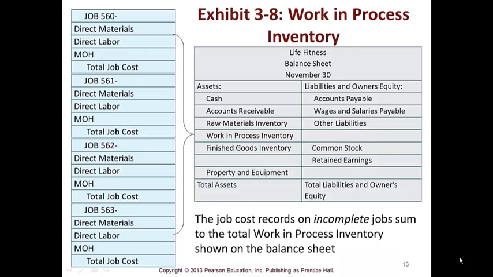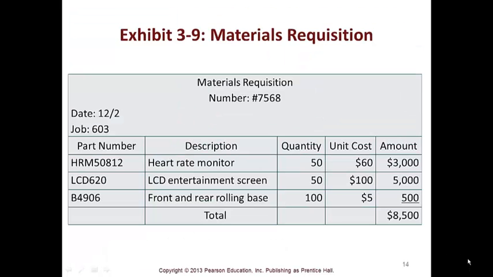And then here's your work in process inventory. All the jobs are in process at some point, and then they sit on the balance sheet in that work in process line item. So when you look at a GL of a manufacturer, in that work in process inventory is a whole separate job cost system behind it. The materials requisition is the part and the description, the quantity and the cost and the amount of what was ultimately used in that requisition.